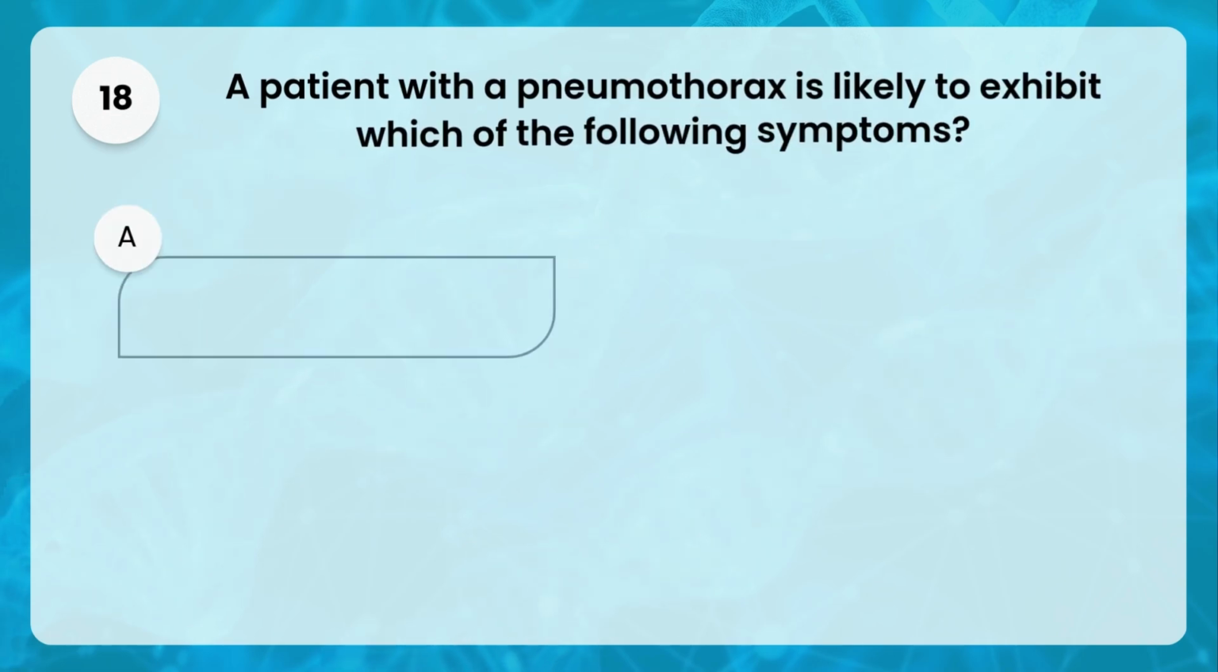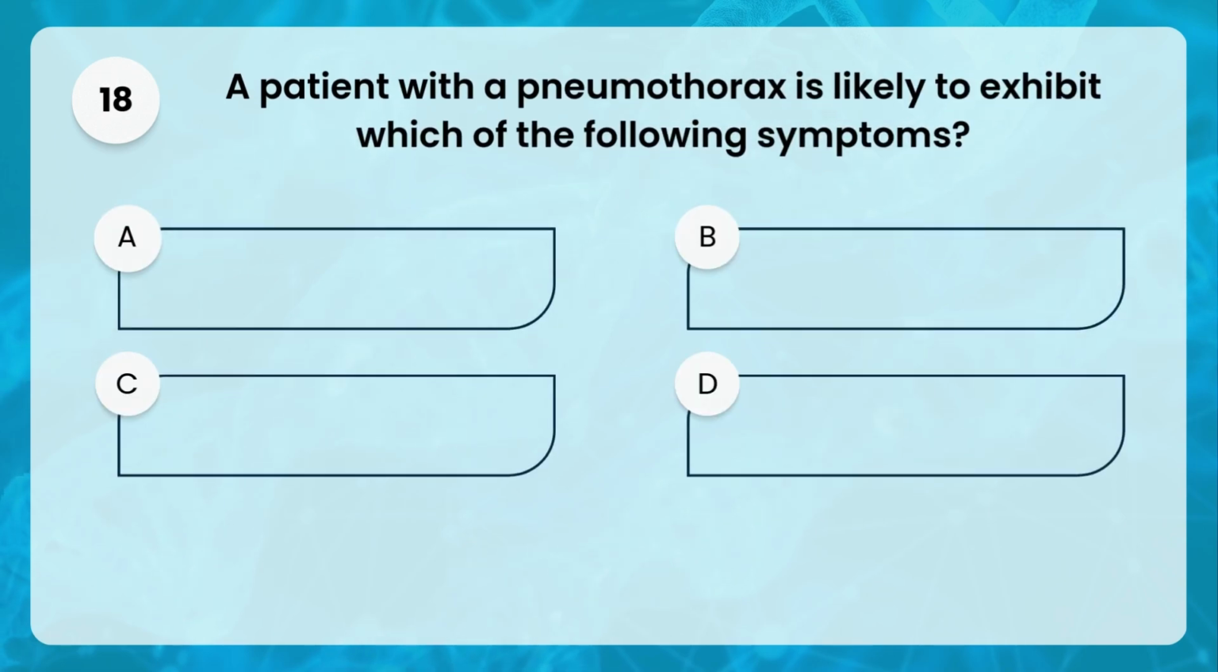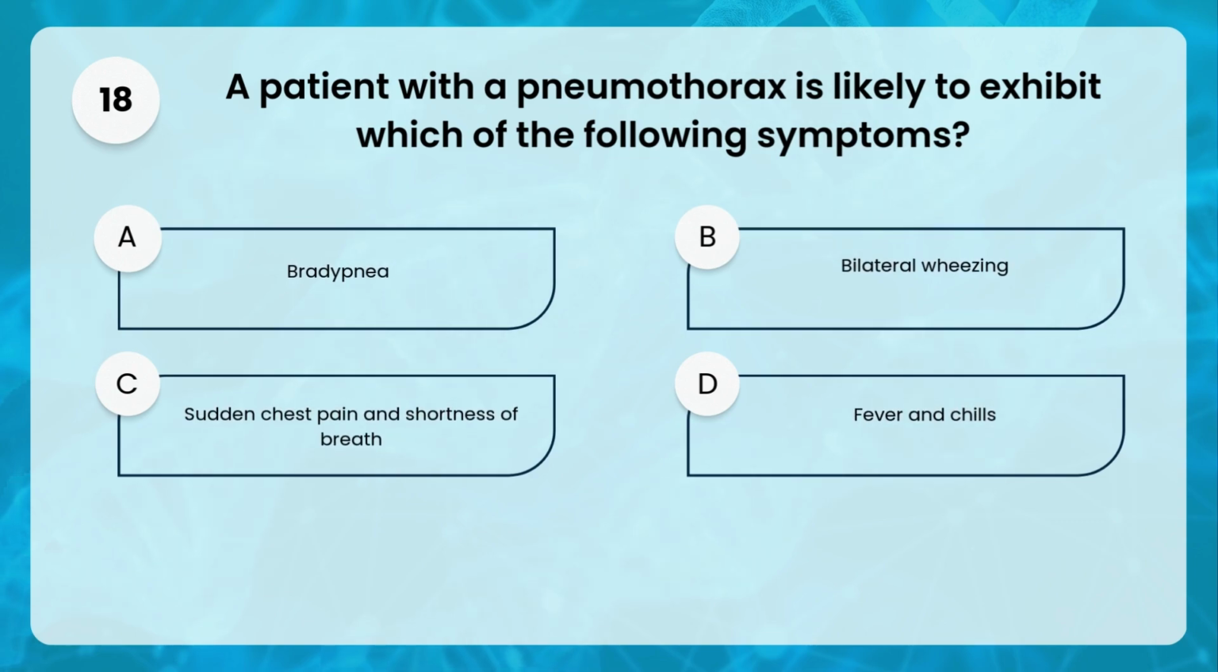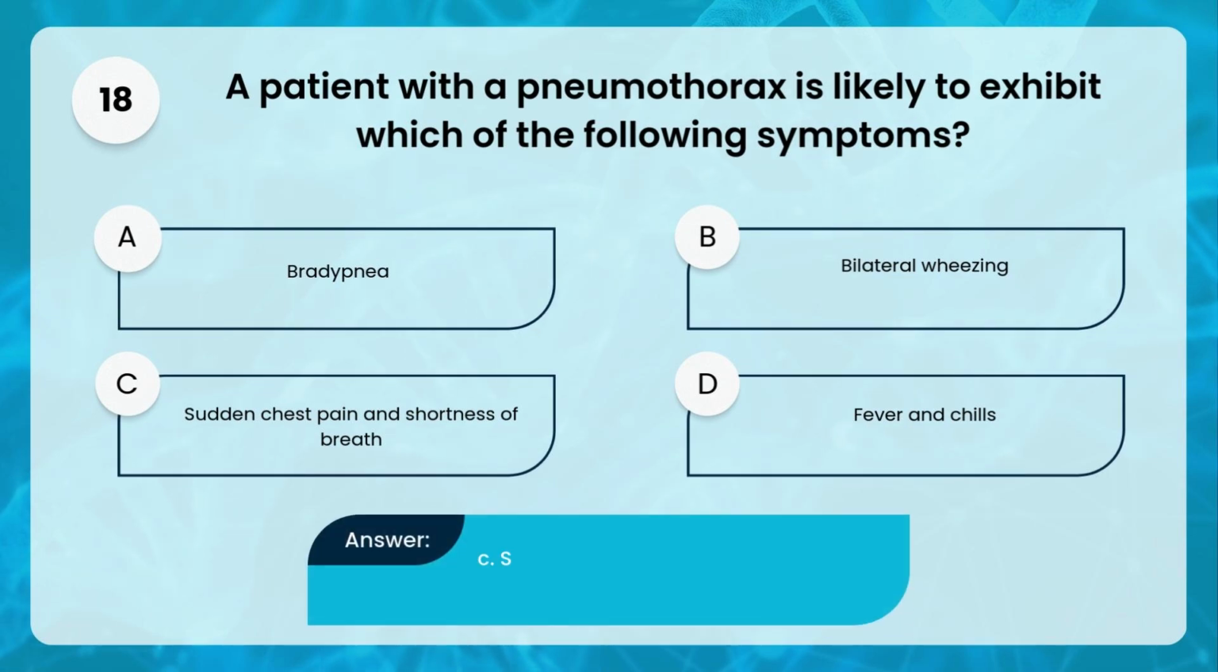18. A patient with a pneumothorax is likely to exhibit which of the following symptoms? A. Bradypnea. B. Bilateral wheezing. C. Sudden chest pain and shortness of breath. Or D. Fevers and chills. The answer is C. Sudden chest pain and shortness of breath.